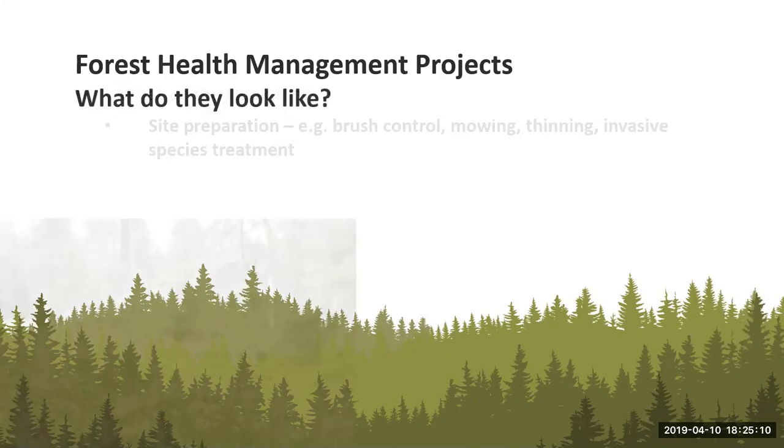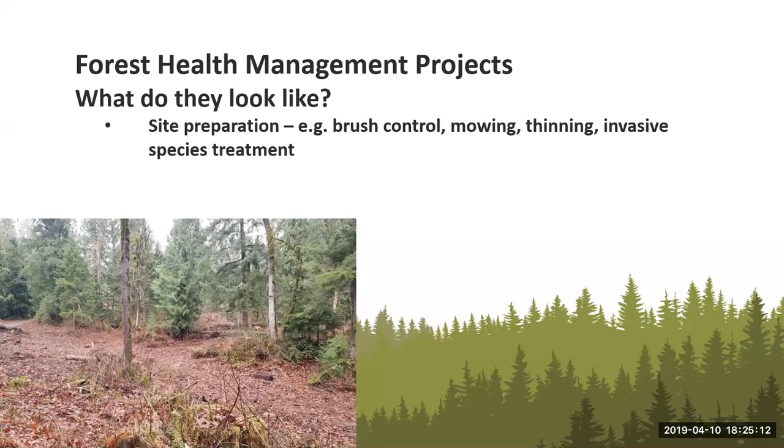So first off, what do they look like? Typical activities usually start with site preparation, which is any activity to prepare the area for replanting. Includes things like brush control, mowing, thinning, and invasive species treatment. In the picture below is an area that's been site prepped, probably with mowing. Most all of that brown area was Himalayan blackberry. Those came and mowed out and treated to free up space to establish some native vegetation.